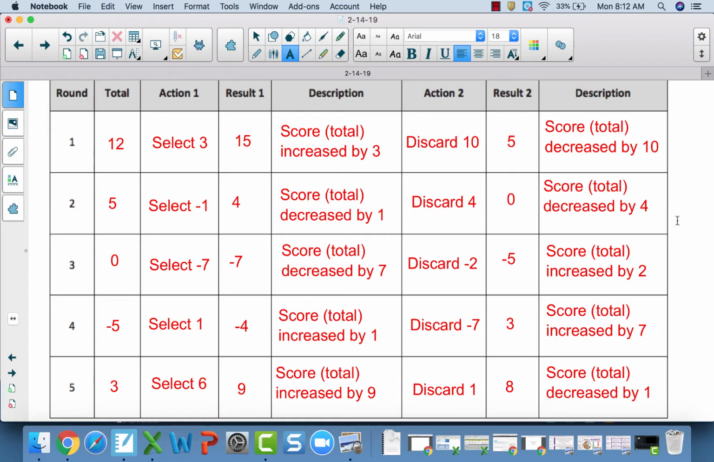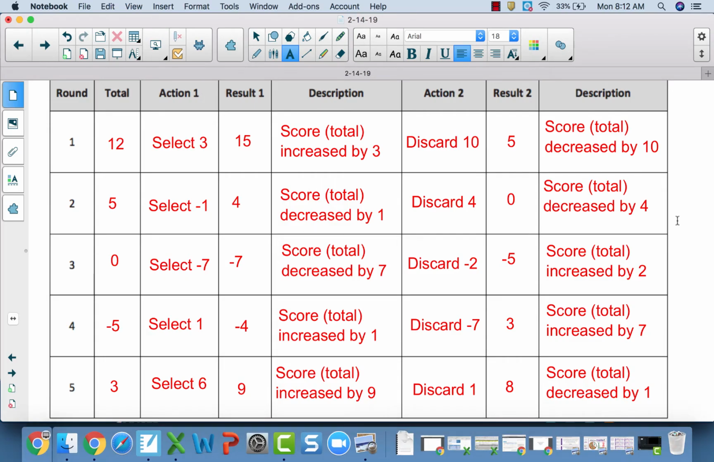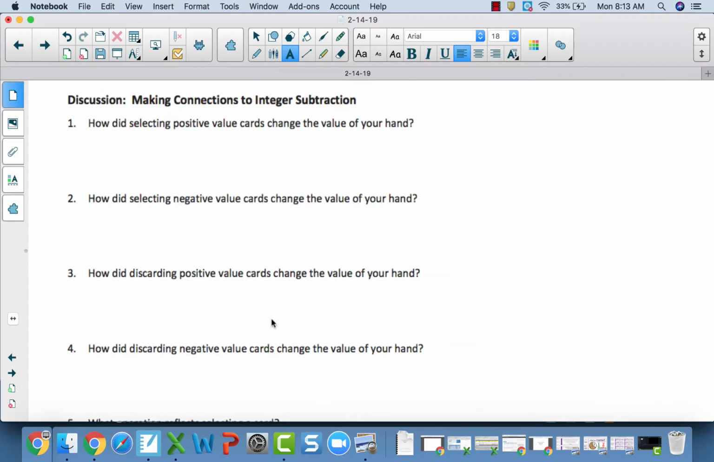This is what your integer game table should look like. So take a second, pause the video, read through that. Make sure you have it all labeled correctly. Now, we are going to make some connections by answering these questions.